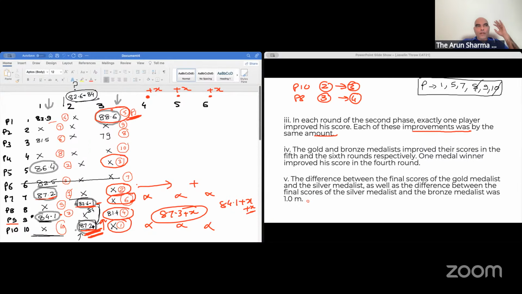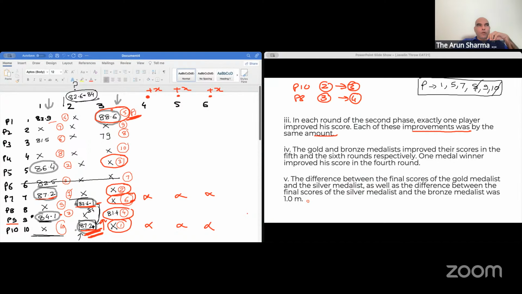So that's why we realized that P10 would not have raised his score, right? And they tell us further here, actually, this wasn't needed. The gold and bronze medal winners improved their score in the fifth and sixth rounds, respectively. One medal winner improved his score in the fourth round. Now, this was again a trap here. One medal winner increased his score in the fourth round is a trap because when they tell you one medal winner improved his score in the fourth round, we normally assume that if gold and bronze are given here, then this will be silver. But as you'll see, this is not the case, and a lot of people got stuck on this.